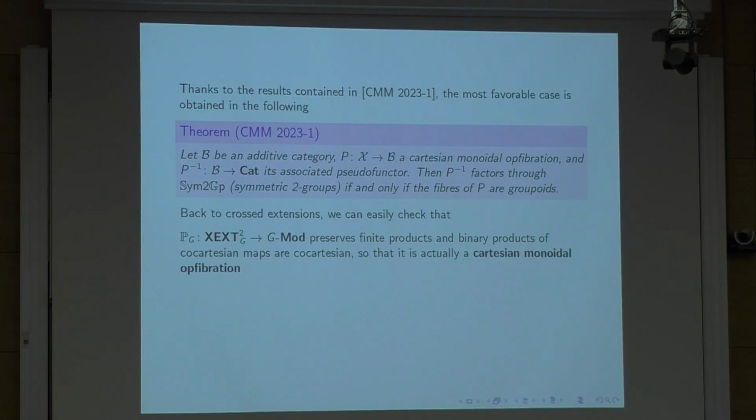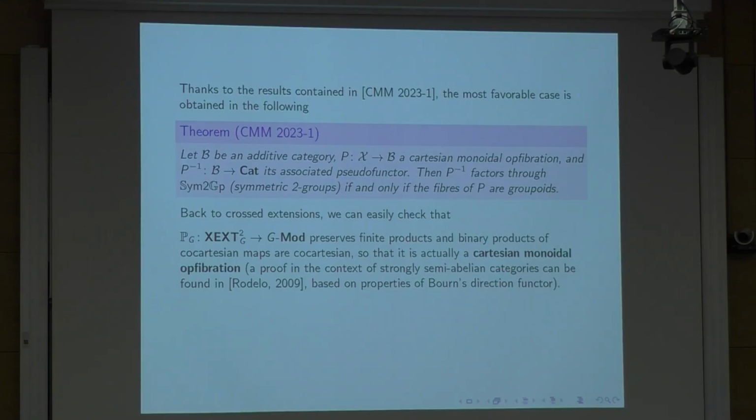So we can go back to process extensions, and it's easy to check that PG, the opfibration you obtain by fixing the co-kernel of the extension, preserves finite products. And binary products of co-Cartesian maps are still co-Cartesian. So this opfibration is actually a Cartesian monoidal opfibration. Exactly what we need.